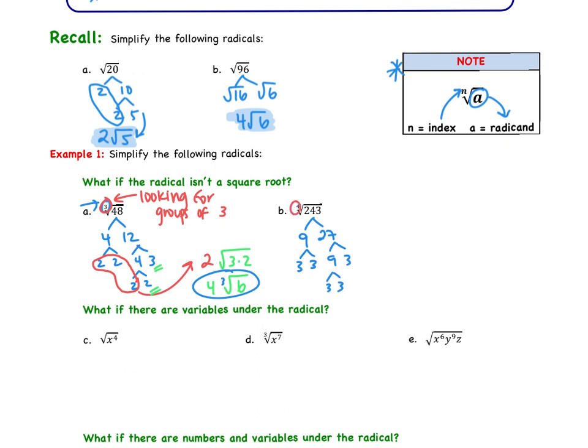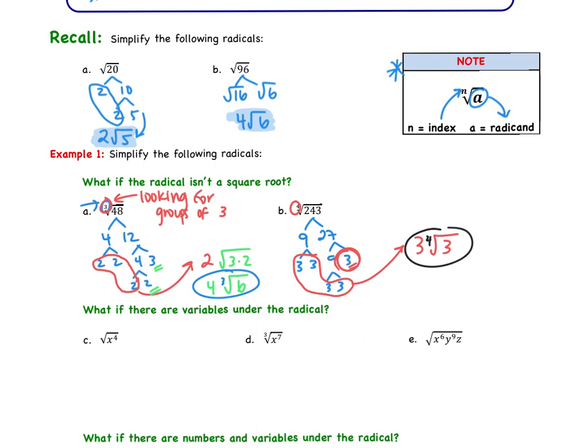Okay, 4th root, so I'm looking for 4 at a time. And then I have this 3 left over. Because there's a group of 4, 3 comes outside. This 3 that's left over goes underneath the root. And then we have to remember that index outside to indicate that we have a 4th root left.